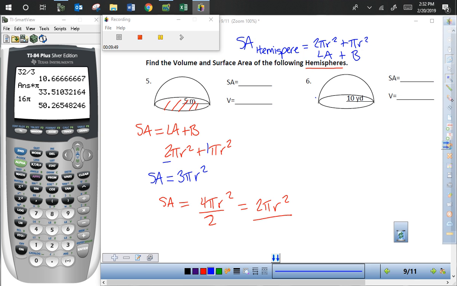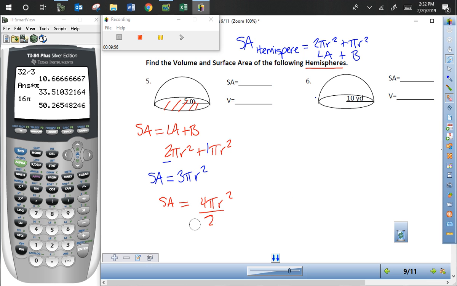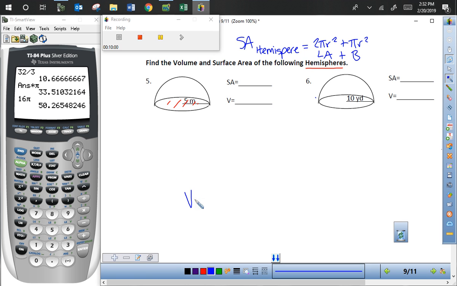The nice thing about volume is we don't have to worry about a lot of that. The volume formula for a whole sphere is 4 thirds pi r cubed, but I want to divide this by 2.